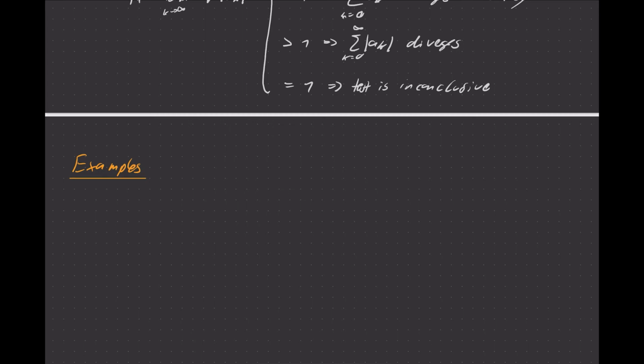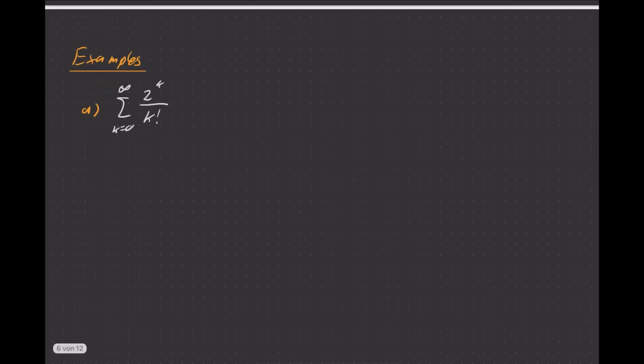First one. Part A, let's have a look at the series defined by the summands 2 to the power of k over k factorial. Now for these, we can try a ratio test. And the a_k are obviously equal to those summands, 2 to the power of k over k factorial.